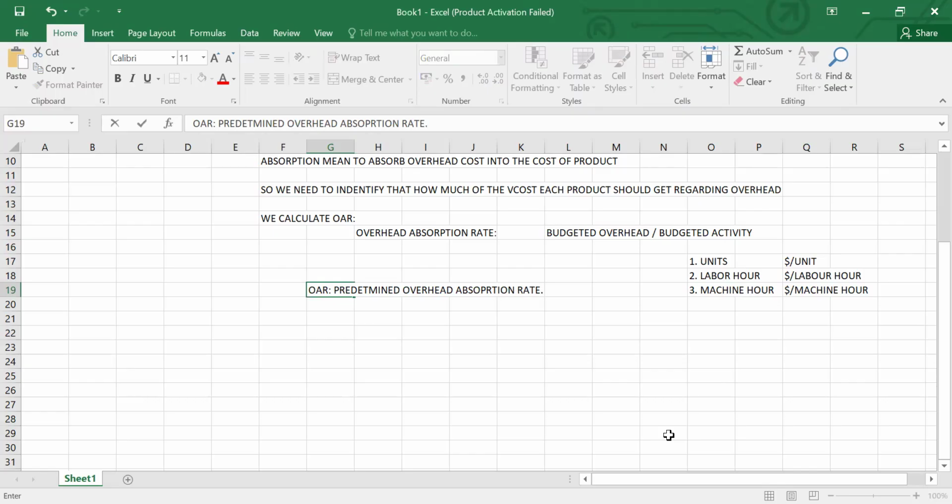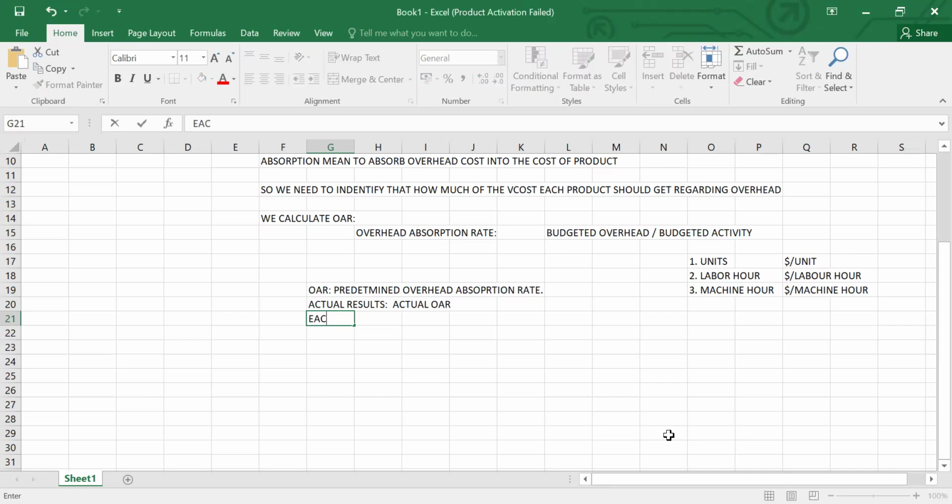And why is it known as predetermined overhead absorption rate? Because it is based on budgeted results. If OAR is based on actual results, then it is going to be known as actual OAR.